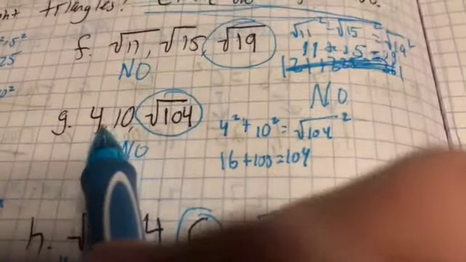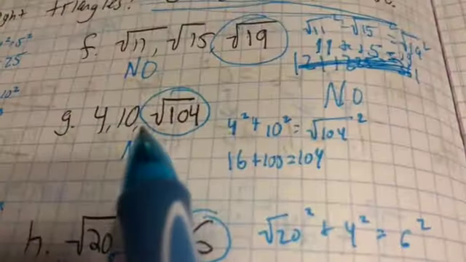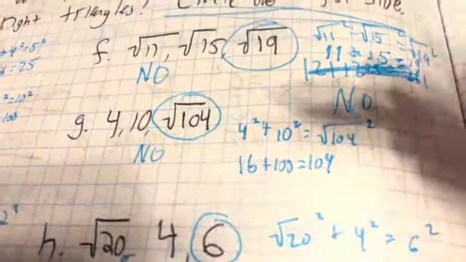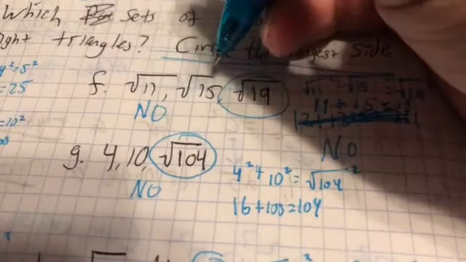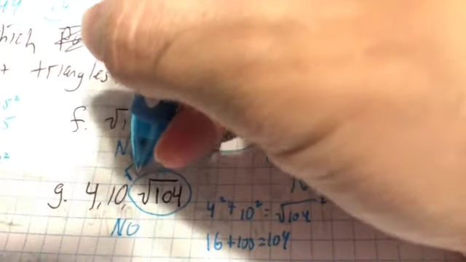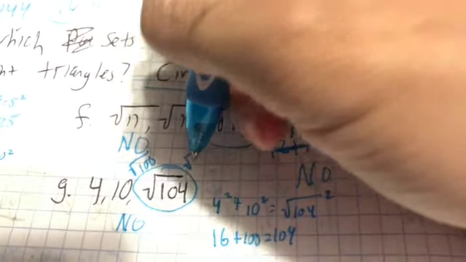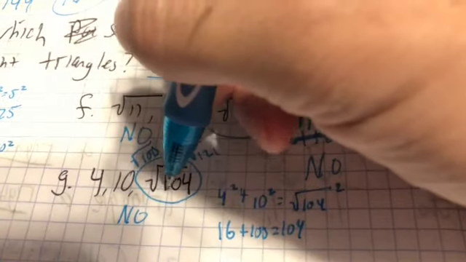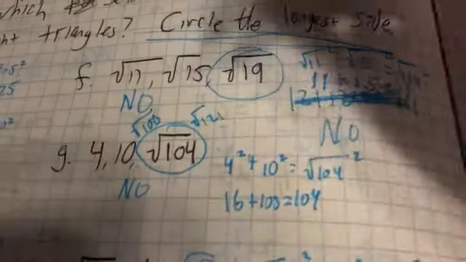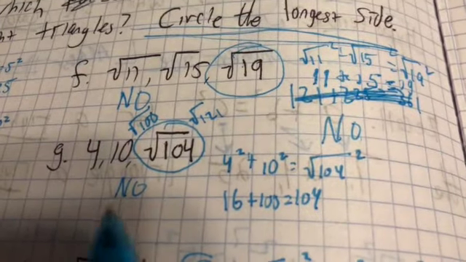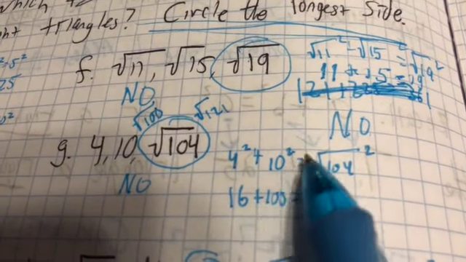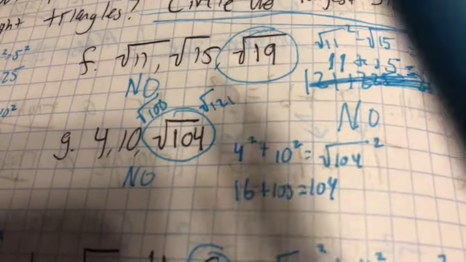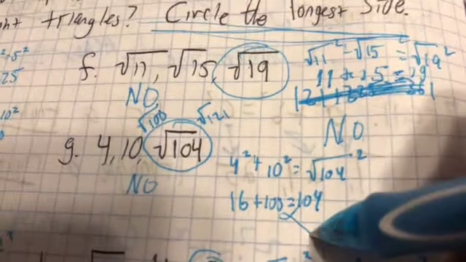Then down here, 4, 10, and the square root of 104. Well, let's see. The root 104 is the largest because the perfect squares it's near are the square root of 100 and the square root of 121, which is between 10 and 11. So this is larger than 10, only a little bit. So is that a right triangle? Well, let's see. 4 squared is 16, 10 squared is 100, root 104 squared is 104. So that answer is no, they are not equal.